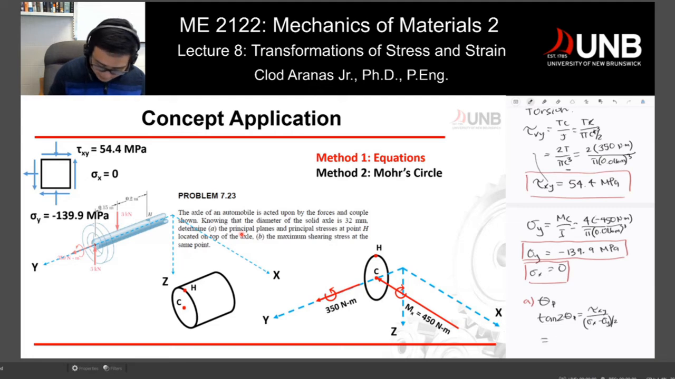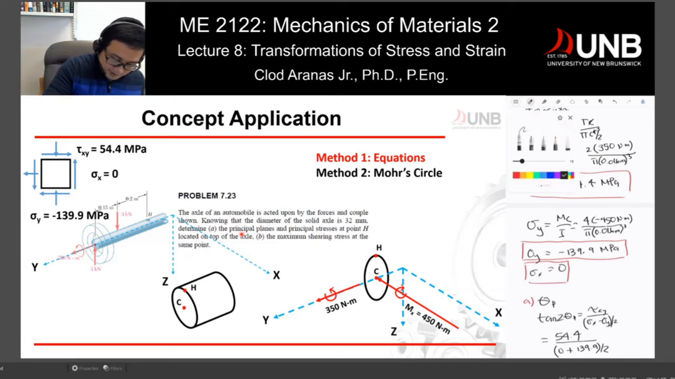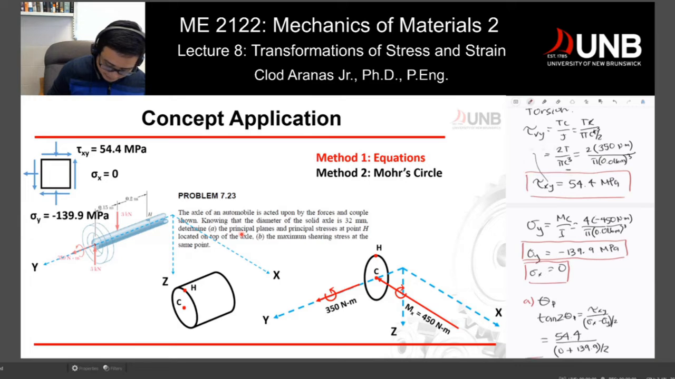Let's just substitute the numbers: 54.4 over 0 minus, and because it's negative, it becomes plus 139.9 divided by 2. Once you calculate this number, it will give you a theta sub p, which is equal to 18.9 degrees, or 19 degrees if you want. But that would be 18.9. So that would be my theta sub p, and that answers the question here, principal planes.